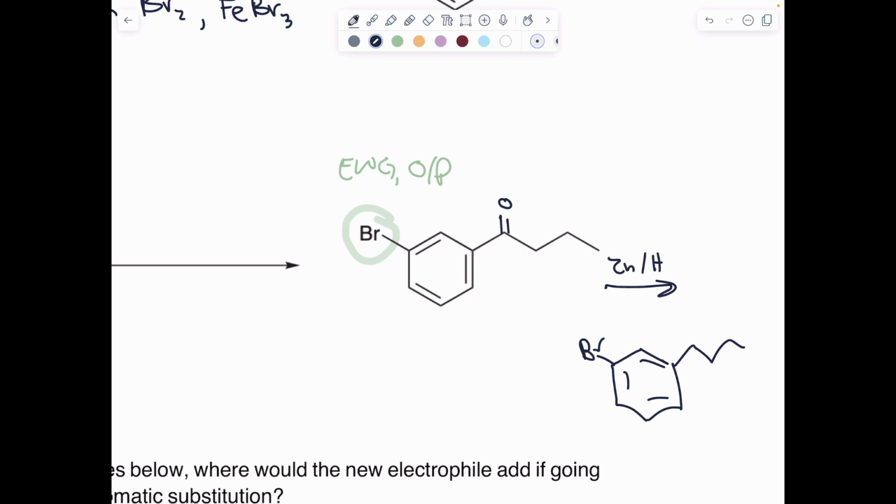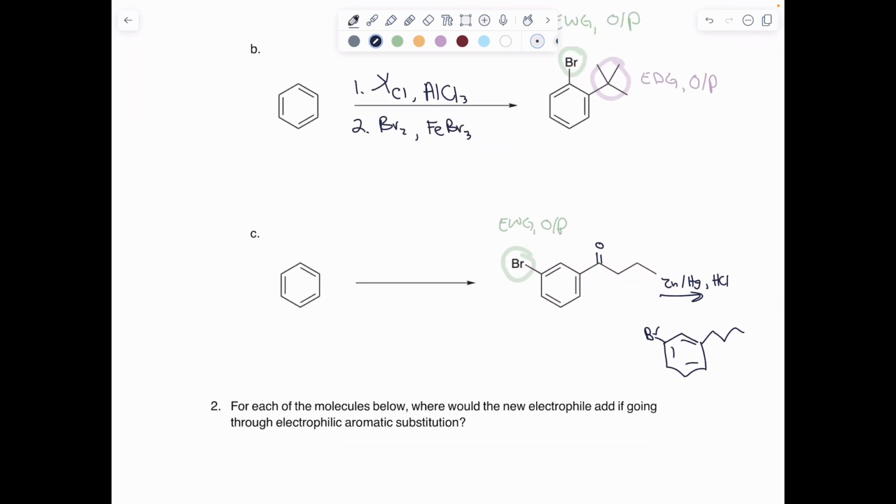Zinc, mercury, and HCl. So that will be our last step, but we still need to figure out the previous steps. So again, we have to add the carbonyl carbon first because that's our meta-director. So step 1 is to add the carbonyl carbon, and we can do that using a Friedel-Crafts.